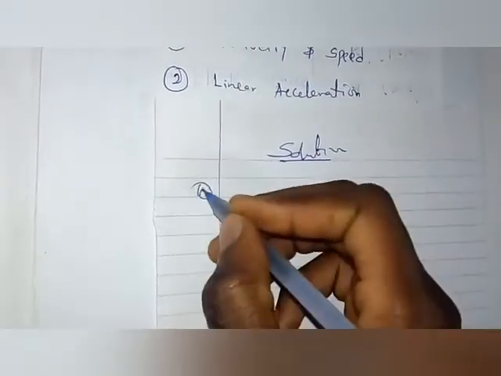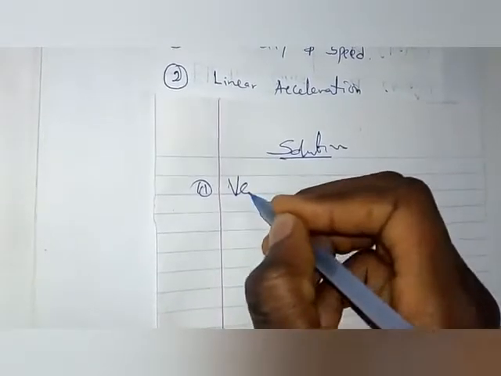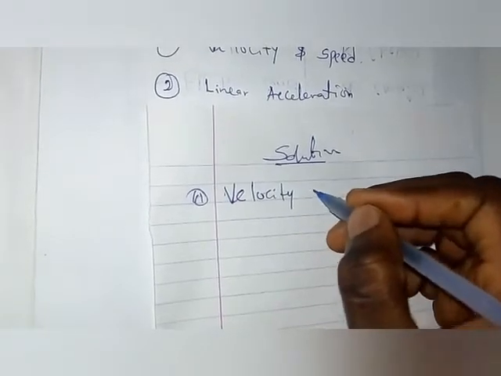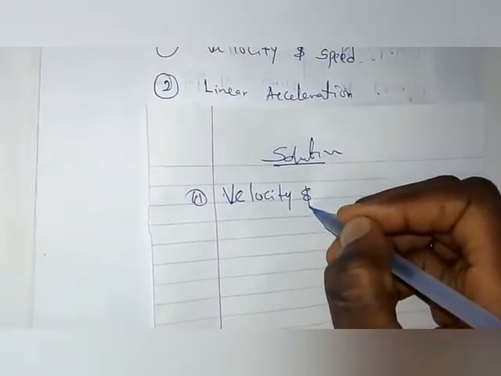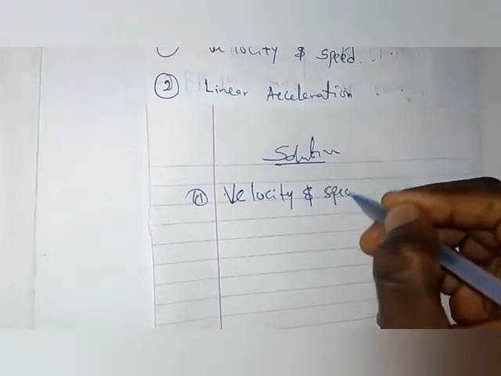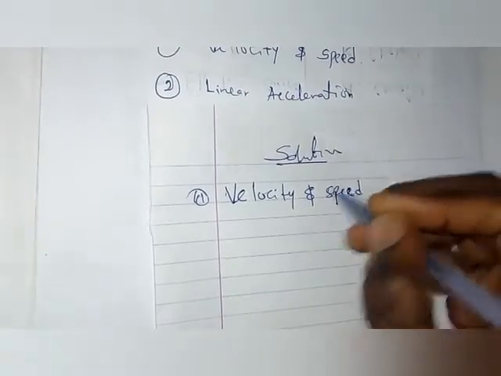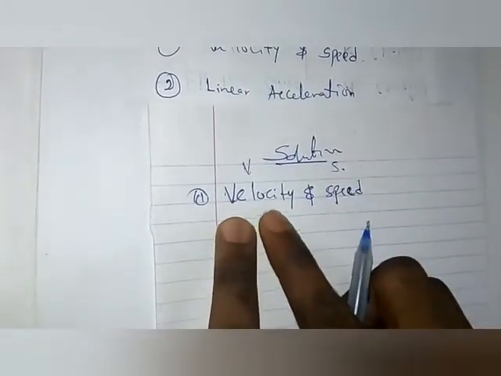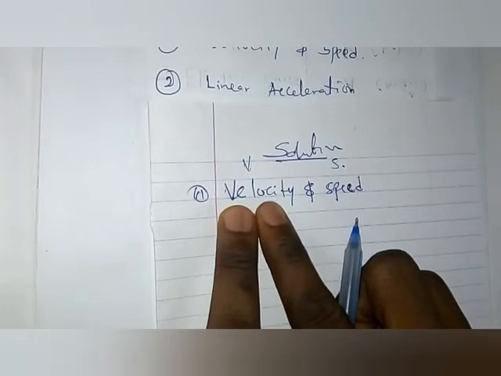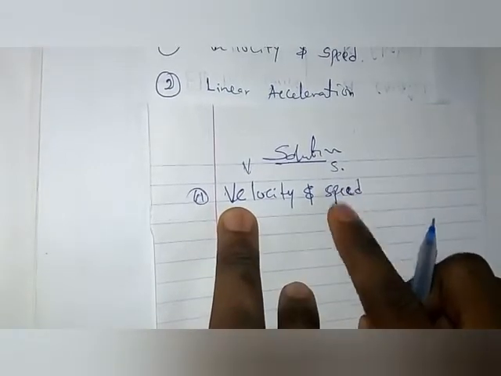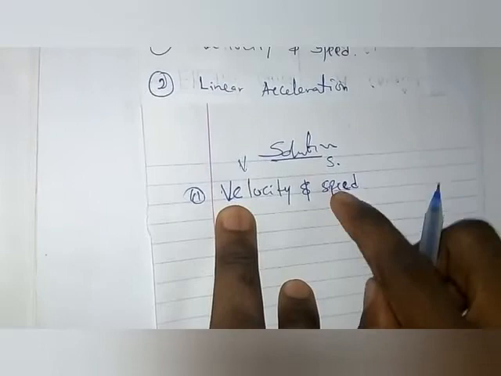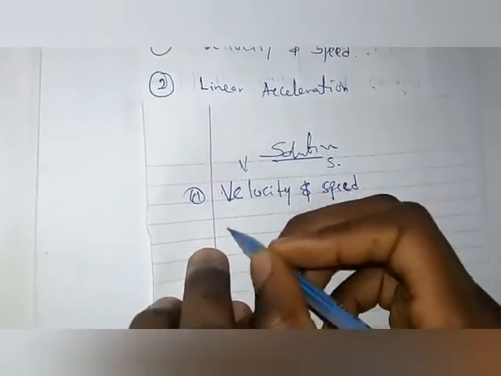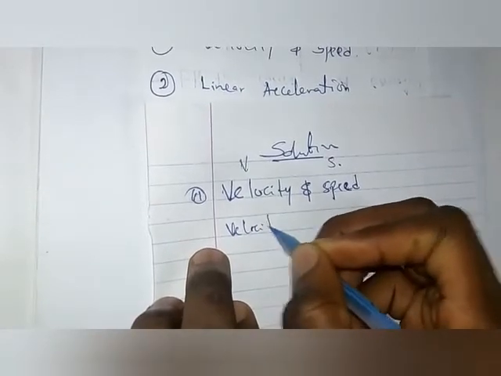I have number one as velocity and speed. The dimensions are the same, but they are different in type. Velocity is a vector quantity, while speed is a scalar quantity. Velocity shows the direction and the magnitude, but speed will just show us the magnitude of the distance covered. But their dimension is the same. So I'll start with velocity here.